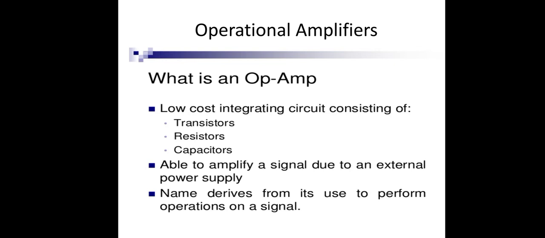Then we discuss op-amps. They are low cost integrated circuits that consist of transistors, resistors and capacitors, used to amplify signals with external power supplies and to perform operations on the signals. The basic signals we have studied in this part are instrumentation amplifiers.